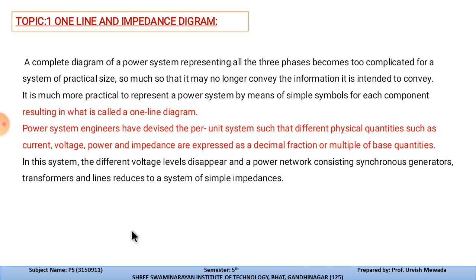So in the system, the different voltage levels disappear, and a power network consisting of synchronous generators, transformers and lines reduces to a system of simple impedances. Here we are just plotting the simple impedance diagram of the transmission line, so that by checking the impedances of the line, we can have control over the whole power system that we establish for the system network.